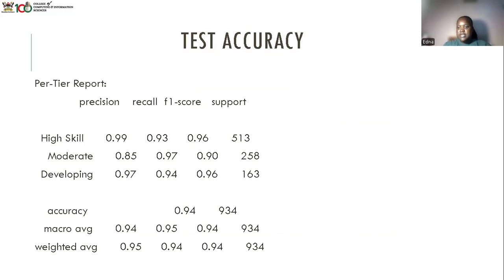For our test accuracy, GMM achieves a 94% overall accuracy on the 934 test samples we've used, whereby for high skill we score 0.99 precision and 0.93 recall. For developing, we score 0.97 for precision, and for moderate, we score 0.85 for precision and 0.97 for recall. For moderate, we score 0.97 precision and 0.94 recall, as well as 0.96 for the F1 score.